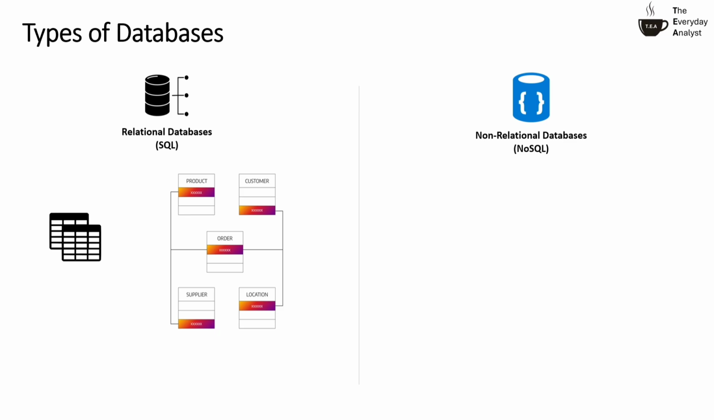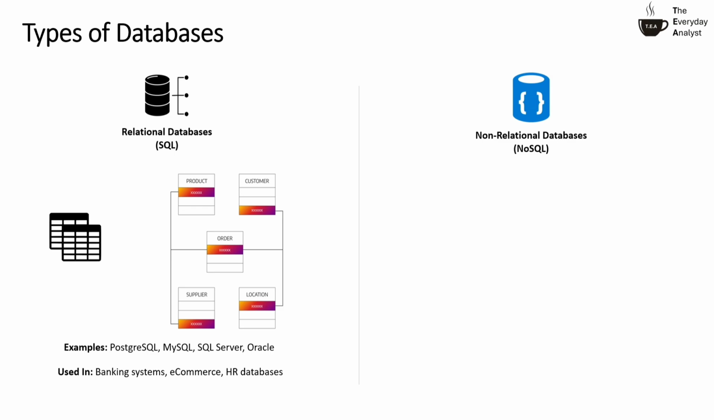Examples of relational databases include PostgreSQL, MySQL, SQL Server, etc. SQL databases are great when the data needs to be highly structured and consistent. That's why industries like finance, healthcare, and enterprise applications rely on them.